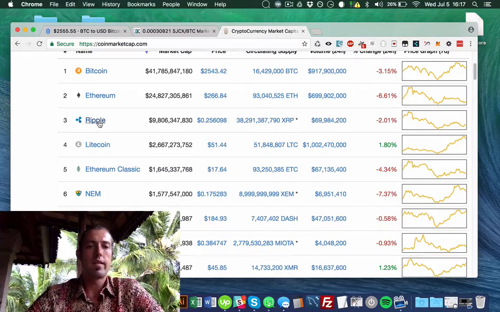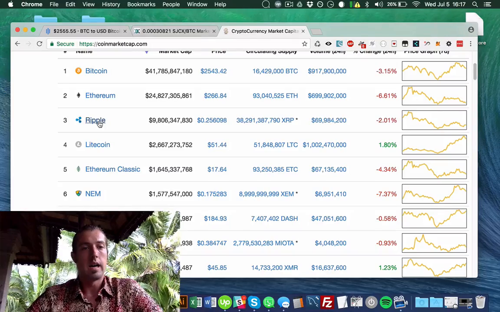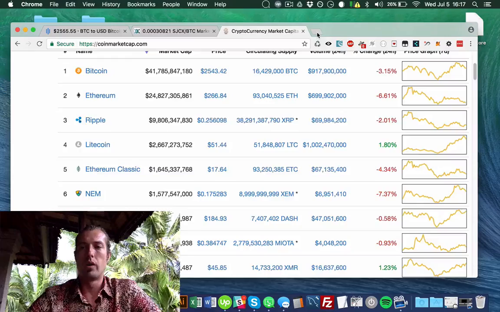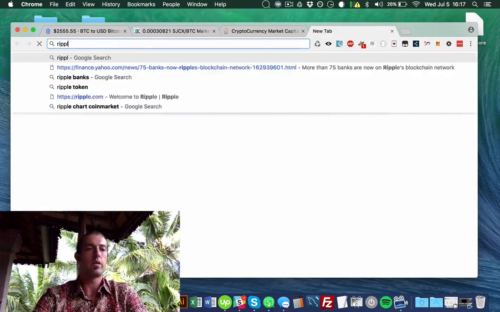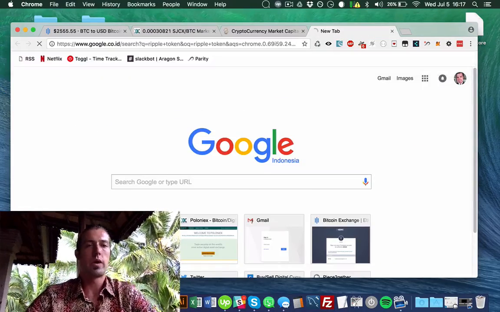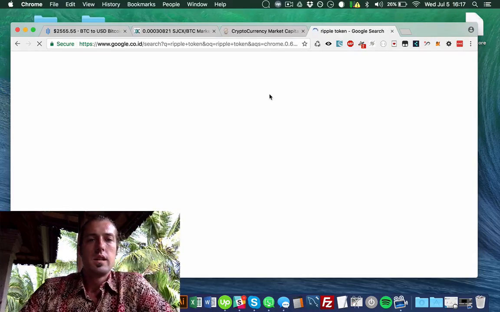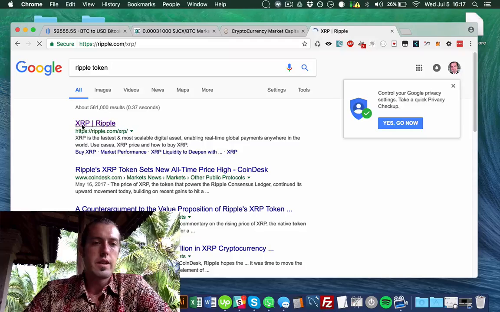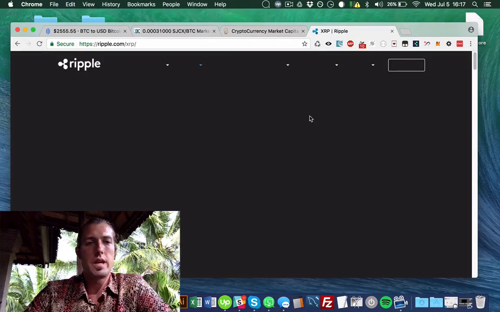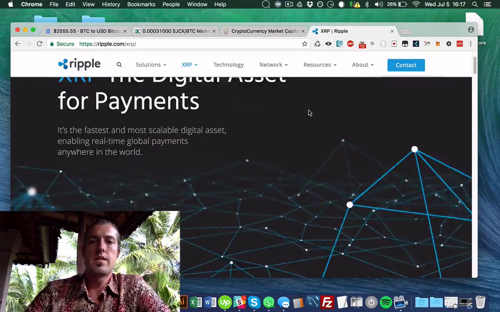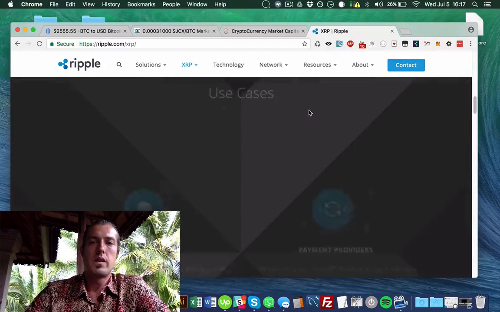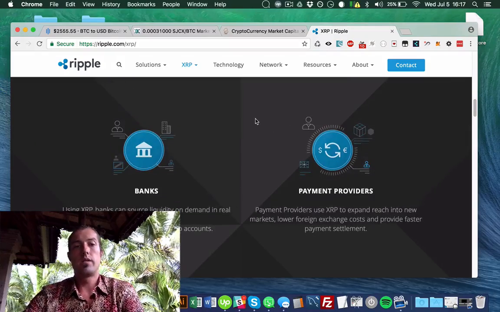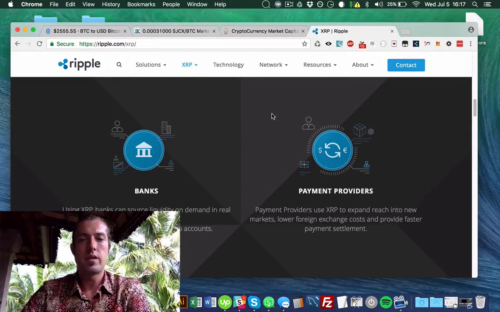So let's say you don't know anything about Ripple, and you already have Bitcoin and Ethereum, so you're curious about getting Ripple. Just Google Ripple and token or coin, and then take a look at their website. You could also put in the exchange moniker, it's XRP for Ripple. And just read about it. Ripple is used by big banks to transfer money from one fiat to another, and Ripple is the unit of exchange.